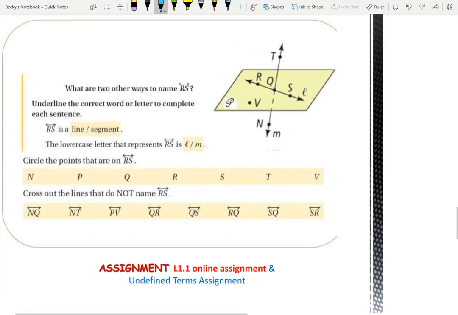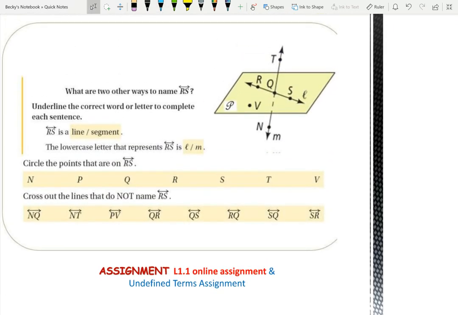Let's keep going. What are the other ways to name RS? So there's line RS. I'm trying to erase the other line. There we go. Underline the correct way. Okay, so is RS a line or a segment? Well, the arrows tell me that is a line.